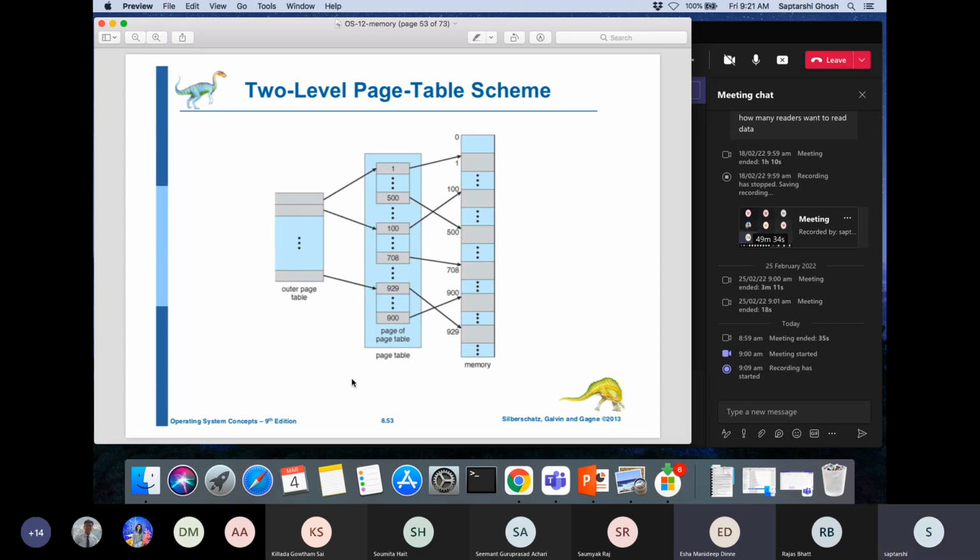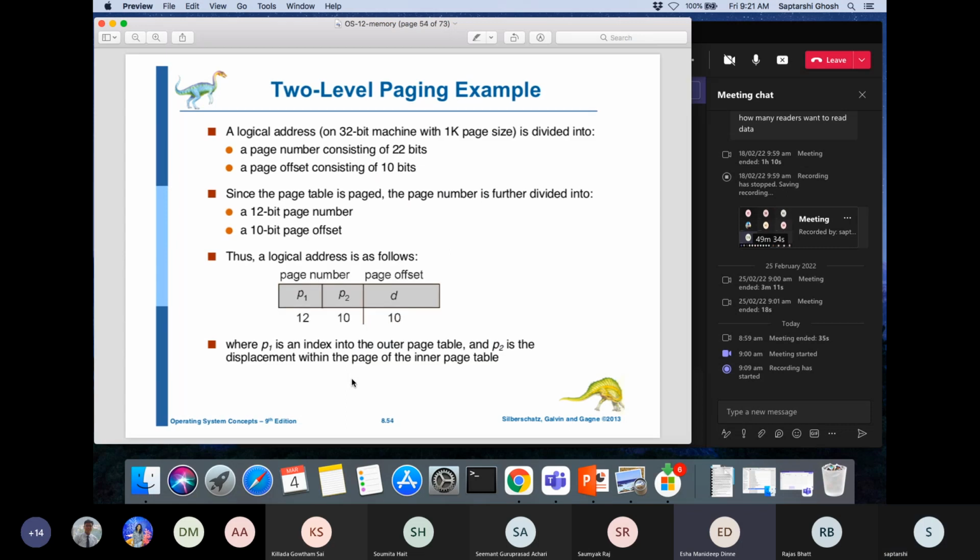And in this scheme, how is an address translated? Let's see. Let's assume we have this two-level page table, an outer page table and the main page table. Say we are dealing with 32-bit logical addresses and a 1K page size. A logical address is divided into two parts, as we have discussed already: a page number and a page offset. Because the page size is 1K, the page offset is 10 bits, and the remaining 22 bits are the page number. So this was our scheme earlier, right? A 10-bit offset and the 22 bits as the page number.